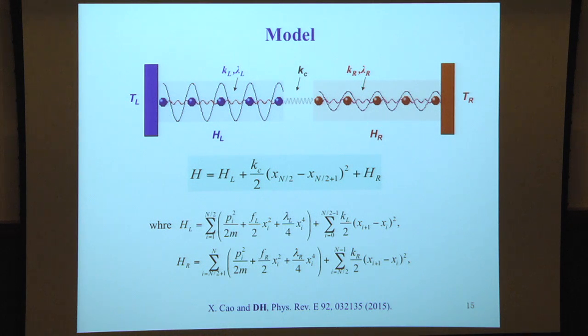This model consists of two segments, coupled by a harmonic coupling. The system is described by the Hamiltonian here, where H_L and H_R denote the Hamiltonians for the left segment and the right segment. The parameter K_L is the parameter for the interaction potential inside the segment, and the parameters F and lambda describe the harmonic and anharmonic on-site potential in the system. So this is a general model with anharmonicity. And K_C describes the magnitude of the coupling between the two segments. It turns out the parameter K_C plays a key role for the thermal boundary conductance.